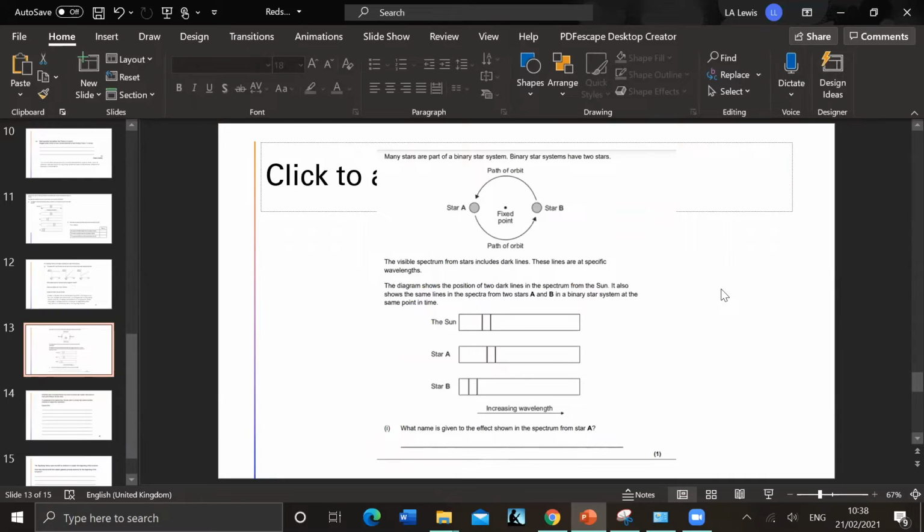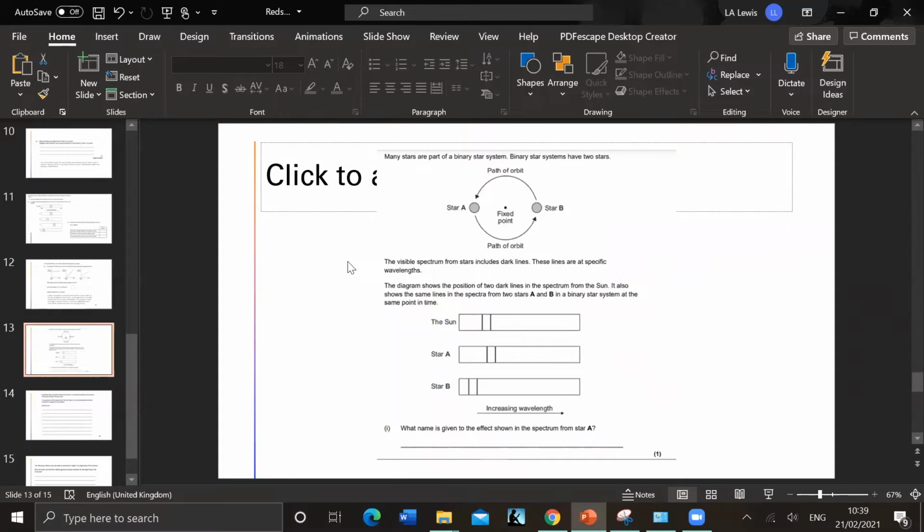Okay, so now we've got a little bit more advanced where you use a star. I found this because they use a star instead of a galaxy or something, which is fine. They can do that. So it's more unusual, but you can do that. So many stars are part of a binary system. Binary star systems have 2 stars, star A and star B, and they rotate around a point. So some stars, like one will rotate around the other. Different ways you can do it.